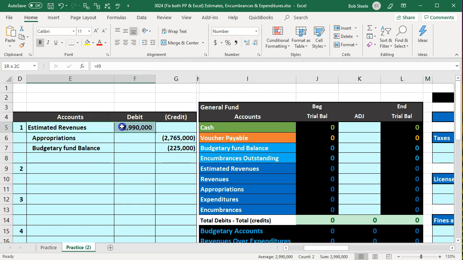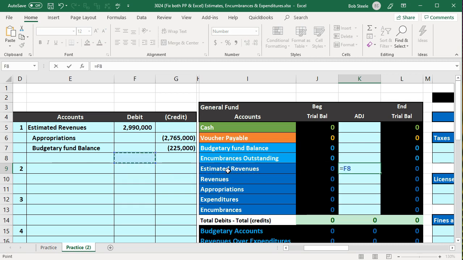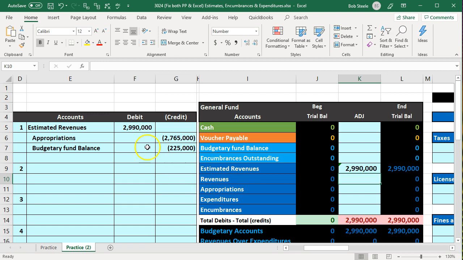We're going to record the estimated revenues. Here is the estimated revenues. That's going to be in cell K9. K9 is going to be equal to, and then we're going to pick up that debit, increasing from 0 up in the debit direction. Then we have the appropriations. The appropriations are going to be down here in K11. So within K11, we're going to say equals, and we're going to scroll up to the appropriations credit. And there we have that item.